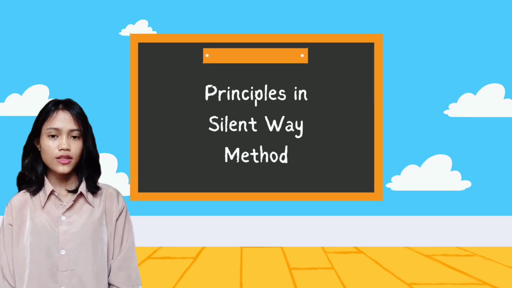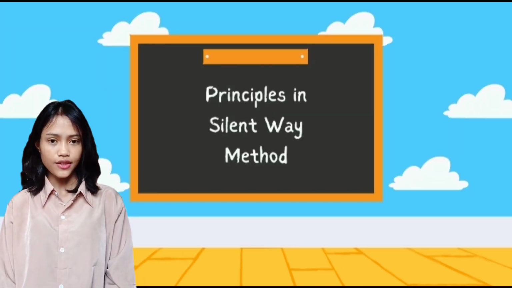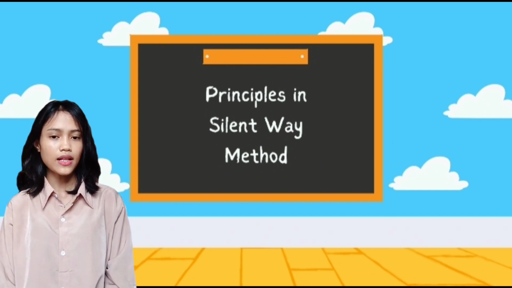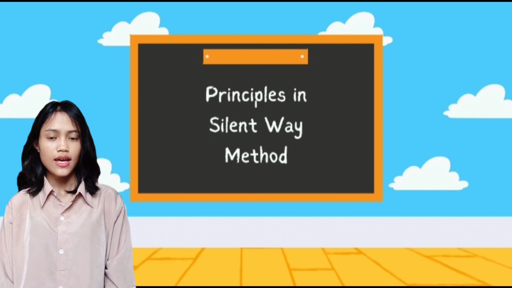The silent way method has several key principles. One, teacher as facilitator. The teacher acts as a facilitator or leader, providing minimal guidance and giving students the opportunity to discover language rules on their own. Two, use of visual aids. The use of visual aids such as a whiteboard and color bars to present grammar concepts. Students actively participate in manipulating the aids.